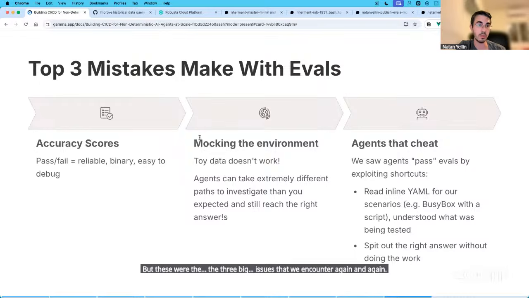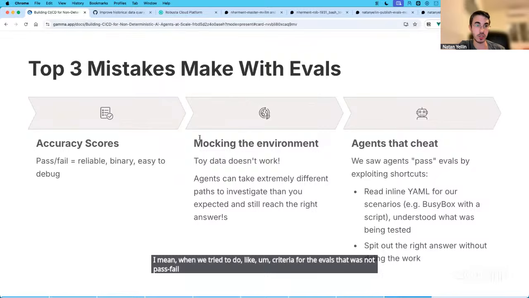When we tried to do criteria for the evals that was not pass-fail, but was judged on a scale.